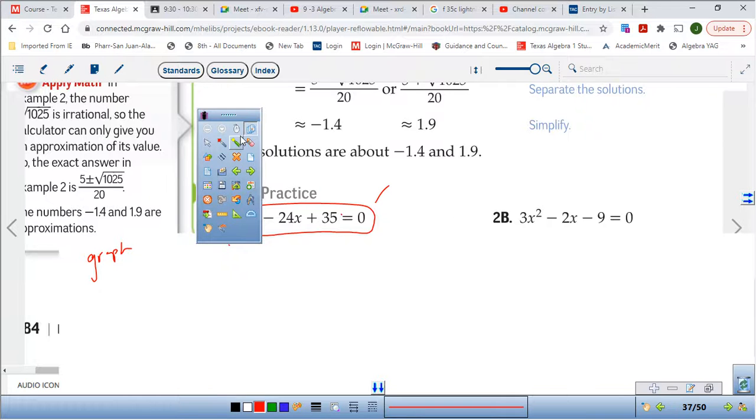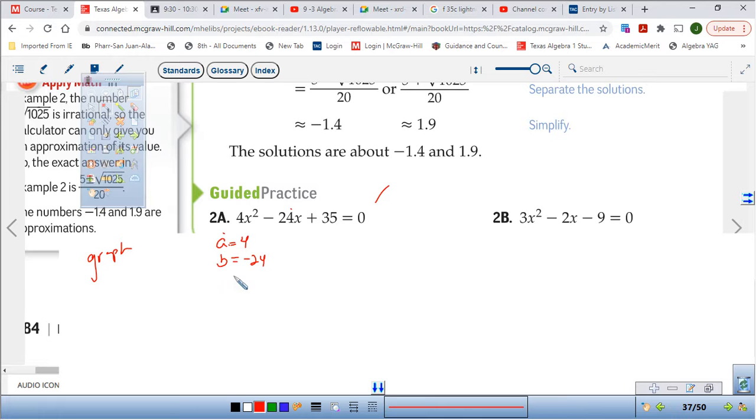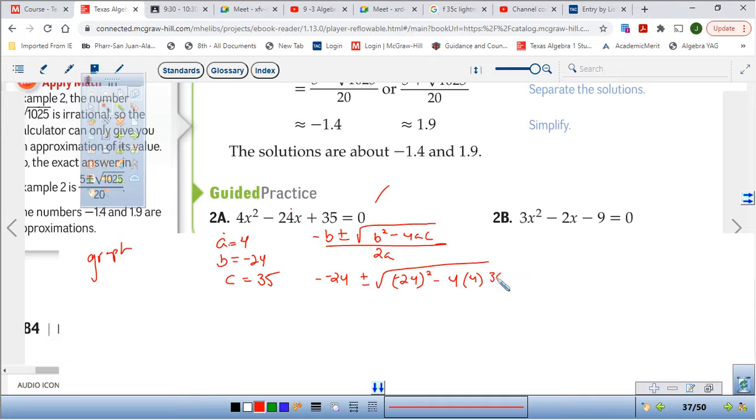Again, just have your calculator out, ready to go. So we're going to go here. A is equal to 4, B is equal to negative 24, C is equal to 35. So the formula is negative b plus or minus the square root of b squared minus 4ac, all over 2a. So we're going to go here with negative 24 plus or minus the square root of negative 24 squared minus 4 times a, which is 4, times c, which is 35, all over 2 times 4.